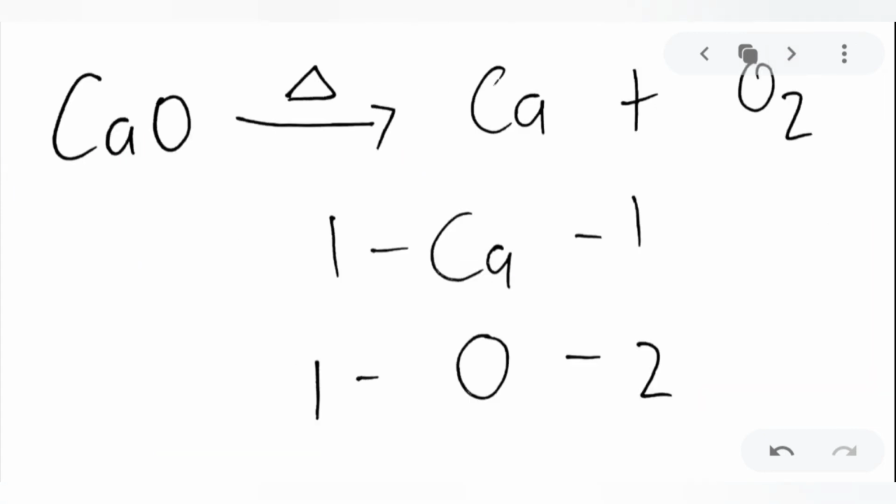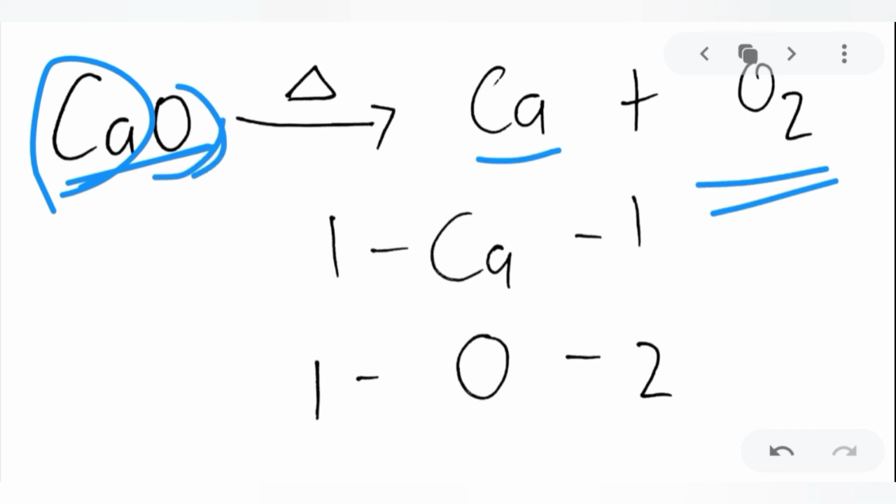Another example for the decomposition of metal oxide is calcium oxide. How did we obtain this? Again, the charge of calcium is 2 plus, the charge of oxygen is negative 2. Cancel, you will have calcium oxide. And when heated, it will produce the free metal, which is the cation, and then an oxygen gas. That is the rule.